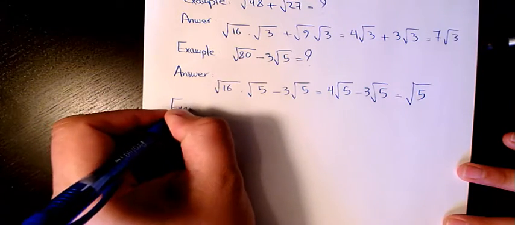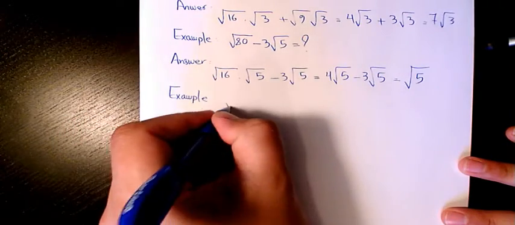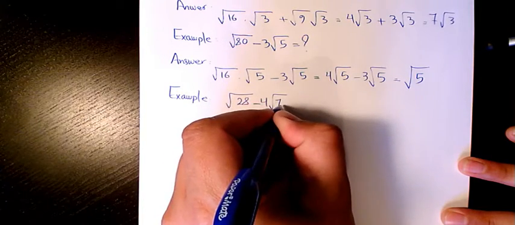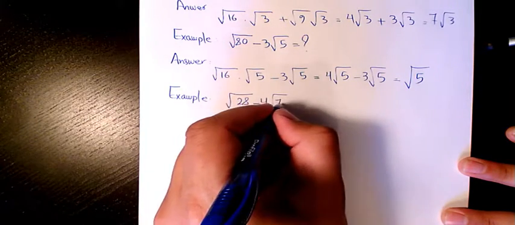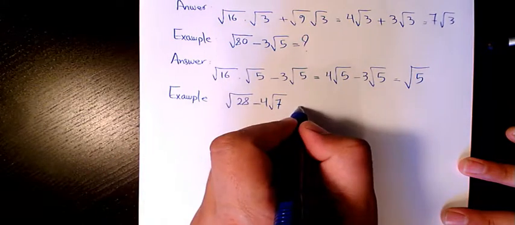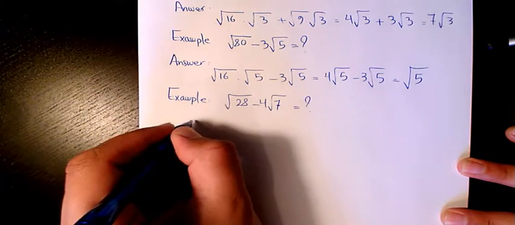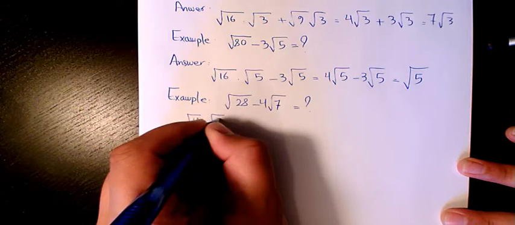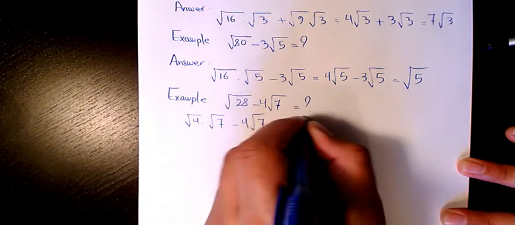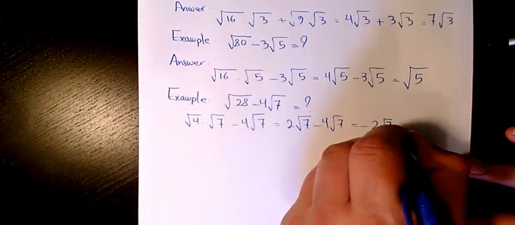Next example, it will be root 28 minus 4 root 7, which is going to be root 4 times root 7 minus 4 root 7. That makes it 2 root 7 minus 4 root 7. That makes it negative 2 root 7.